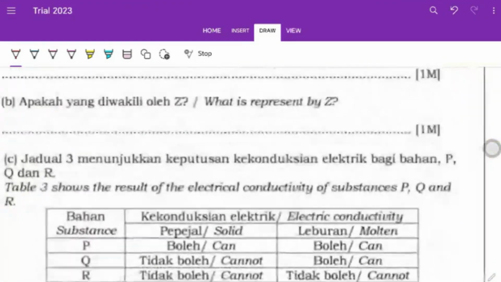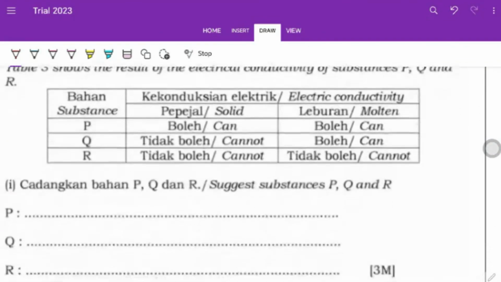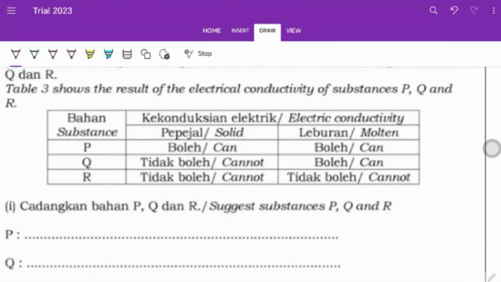Next. Table shows the result of electrical conductivity for P, Q, and R. Everybody should know how to analyze this. Electrical conductivity in solid: if it can conduct electricity, what is P? Not ionic, it's metallic. If you see solid can conduct electricity, confirm is metallic. Then in molten, metallic confirm can conduct.